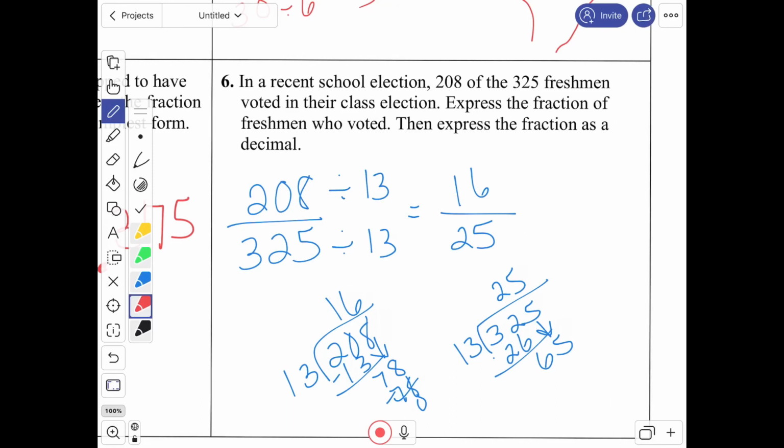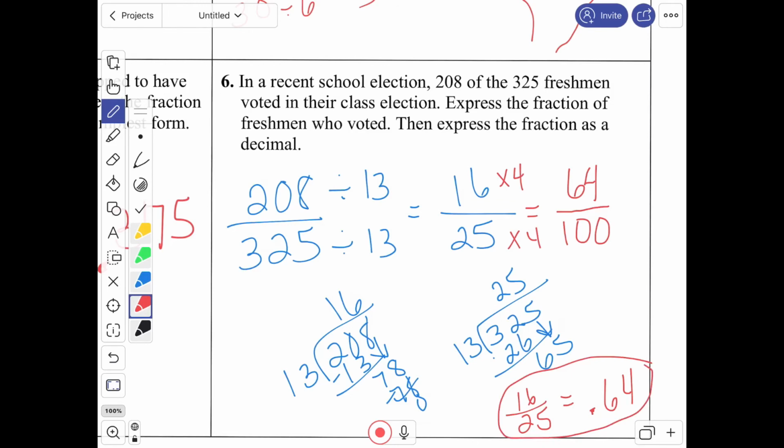Now we have to change that to a decimal. And we could do long division, where we divide it out. Or I noticed that 25 is a factor of 100. So I could change that to 100. What could I do to 25 to get to 100? Times 4. So if I do that on top, 16 times 4 is 64. That means that 16 25ths is equal to 0.64.